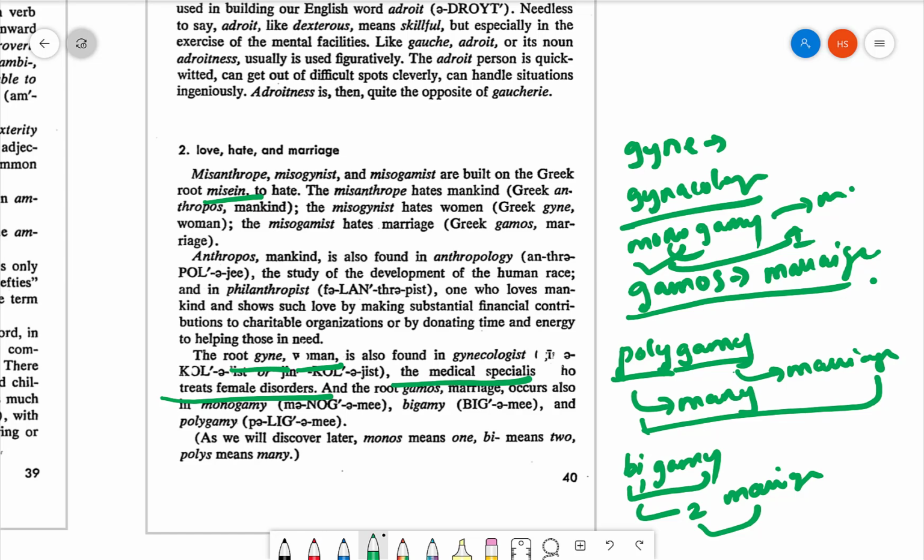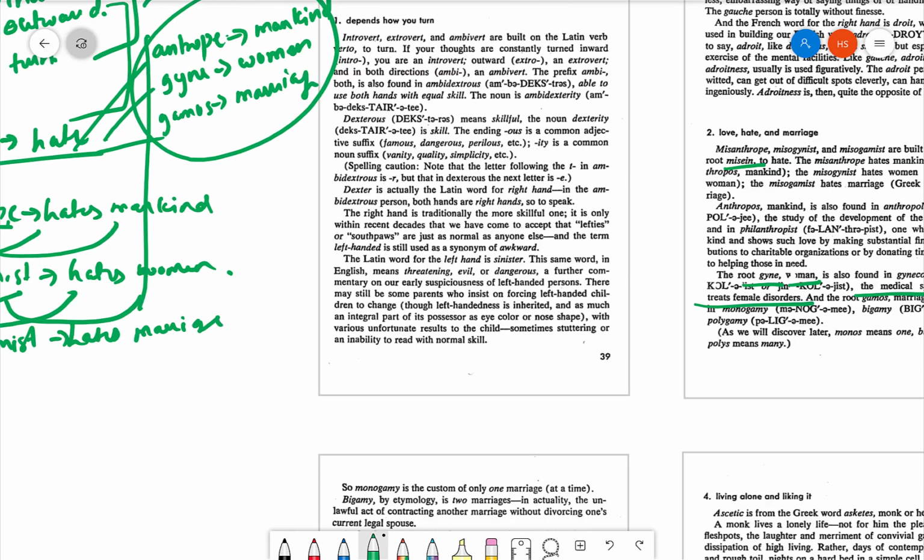Now let's move on to another word, dexterous. Dexterous means skillful. It is actually a combination of two words. The first one is dexter, which means right hand. The right hand is usually the one which is skillful. So a person is said to be dexterous when we are trying to tell that person that he's a skillful person.